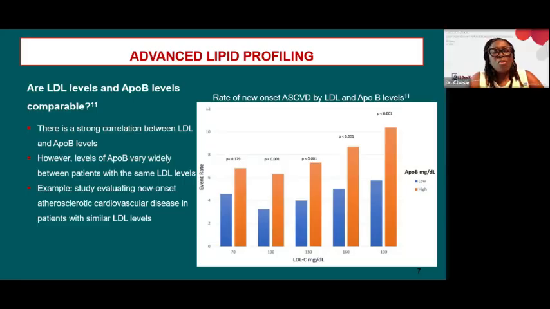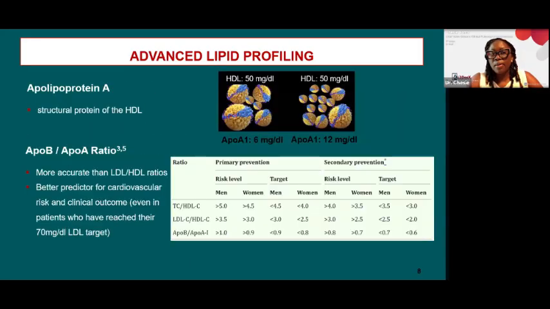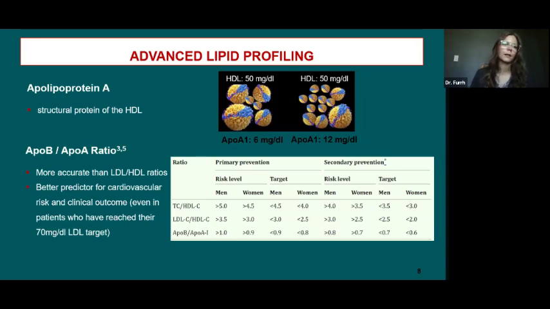So far we've learned that ApoB is the more precise way to measure bad cholesterol. What about good cholesterol? Is there a more precise way to measure this as well? Yes, so we have our counterpart here as well, and that is apolipoprotein A. Again, it's a structural protein of HDL.